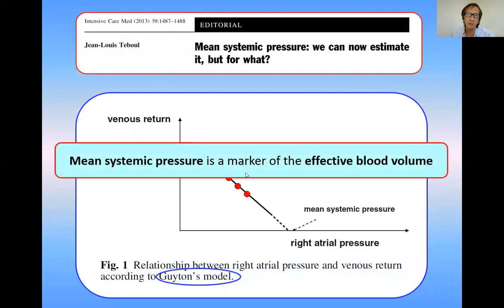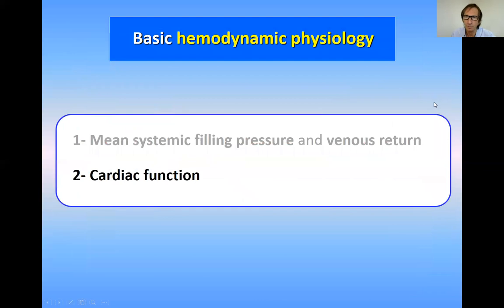So the mean systemic pressure is considered a marker of the effective blood volume, but it is very complicated to measure at the bedside. You can measure it, of course, if there is zero flow, as in cardiac arrest, but that is not very convenient in practice. And there are some methods I will speak about later.